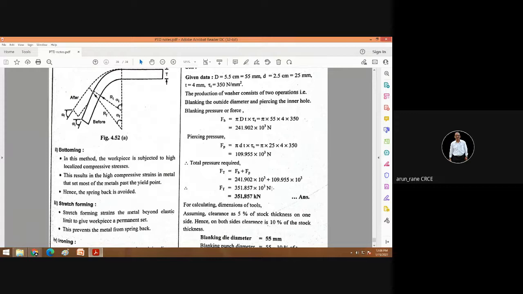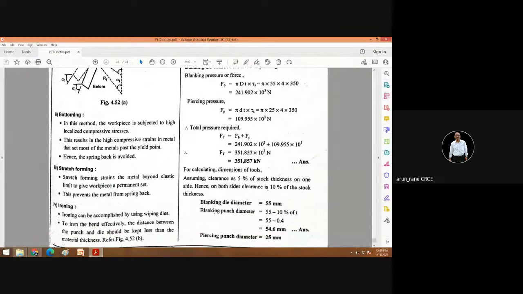Okay, so if you want to convert it into tons, first you convert it into kg. So it is 351.857 into 10^3 Newton. For kg you divide by 10 approximately, and then you further divide it by 1000 to get it into tons. So divide the kilo Newton by 10, and divide this Newton value by 10^4, so 35 tons.